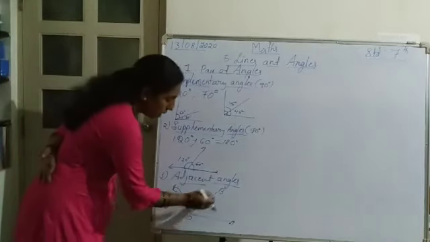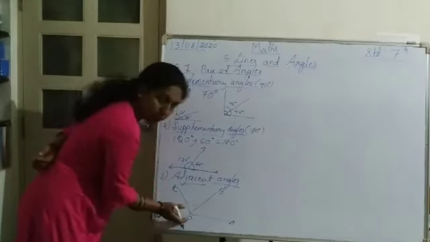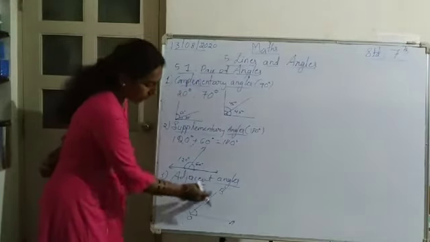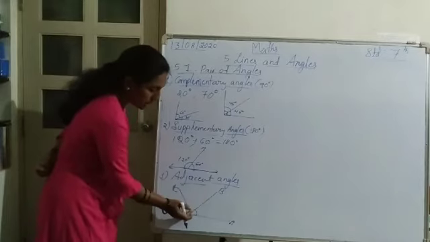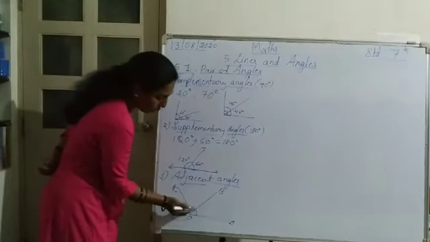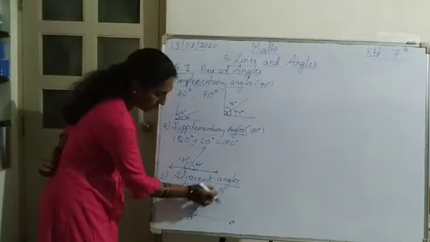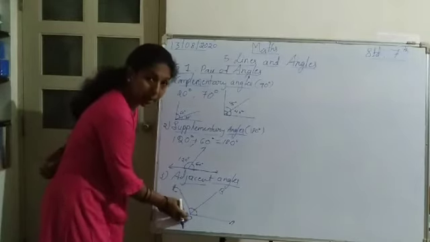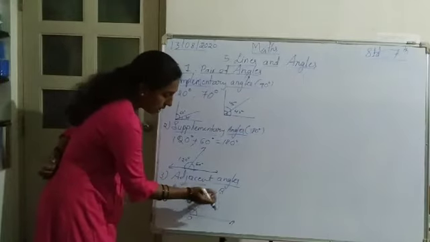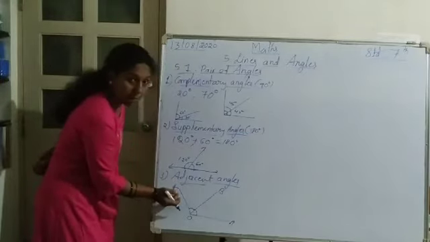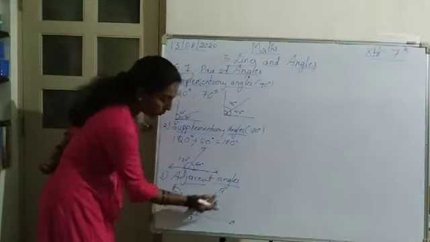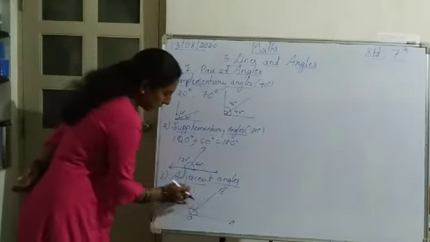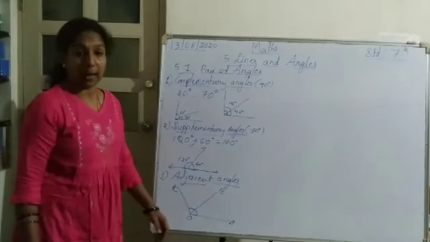Here what happened, AO is one of the lines and OB is one arm of the angle. This arm is common for this angle and this angle. This is the common arm, and this is the common vertex for both the angles. This is another angle formed on the opposite side of OB. So these two angles we call adjacent angles.